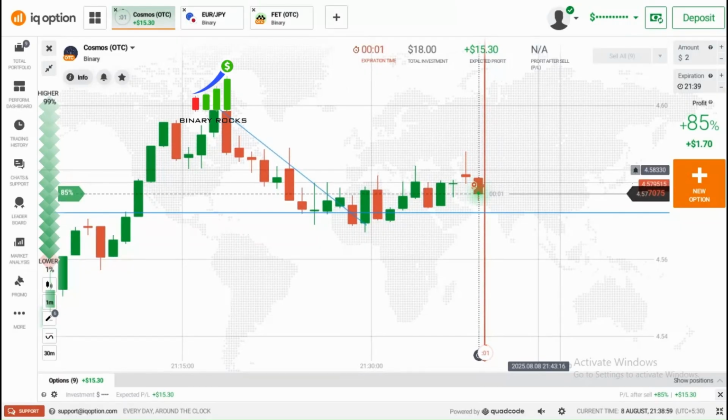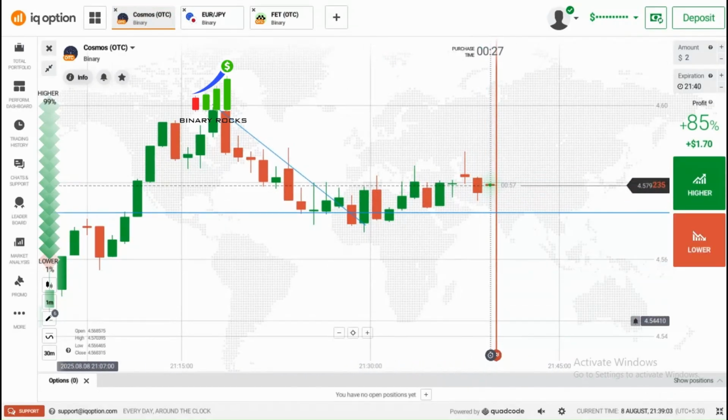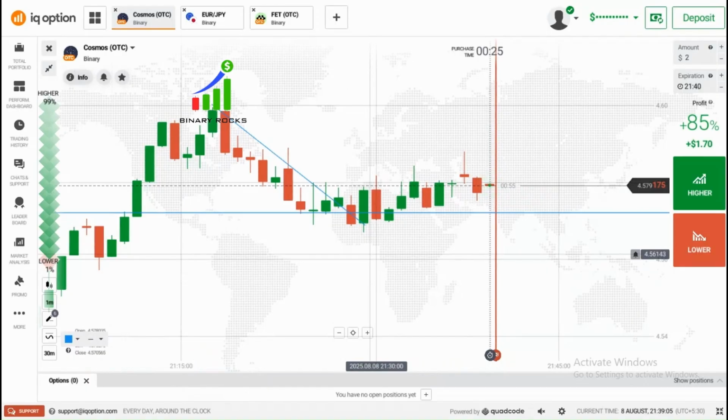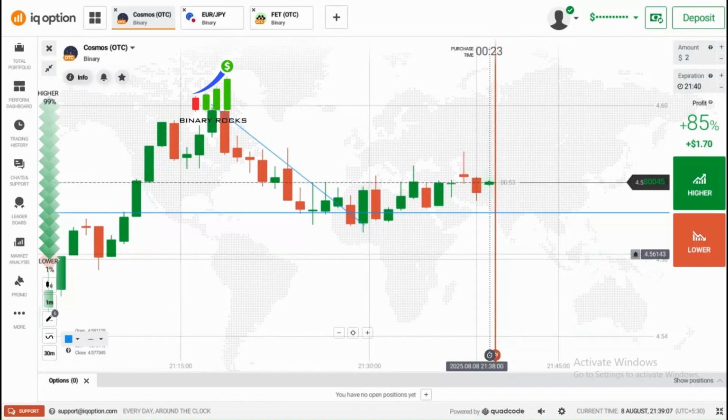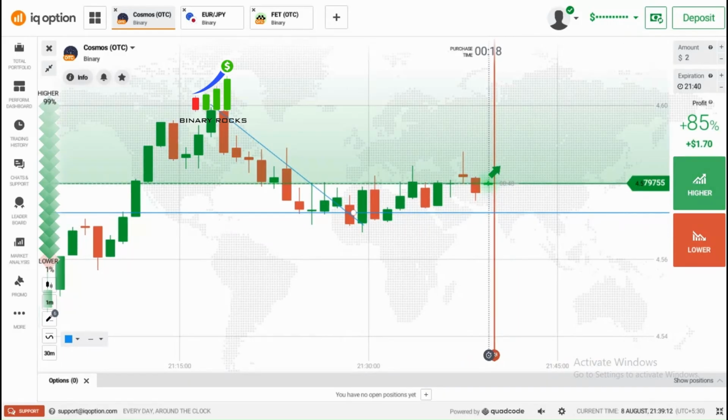See, finally we got a win. Okay, this is my last trade. I will complete this trade and close the session. Here, what is the next candle? Come on, prediction. Yes, you can go with buyers.